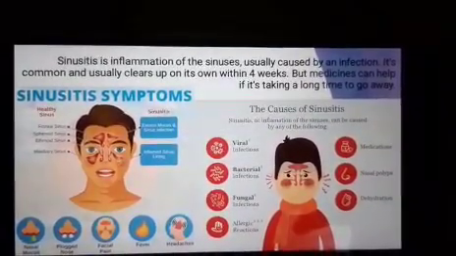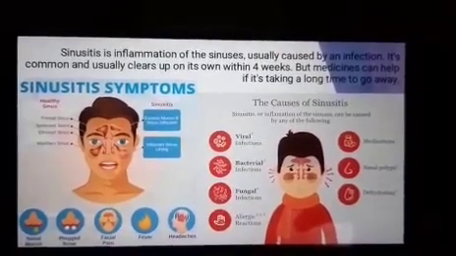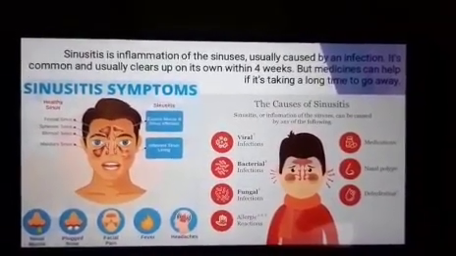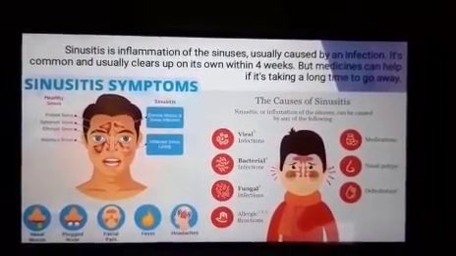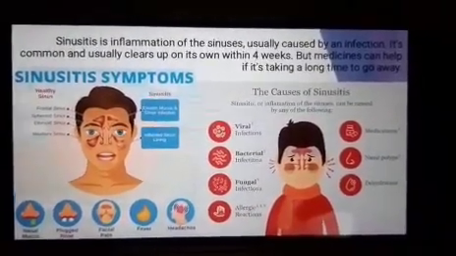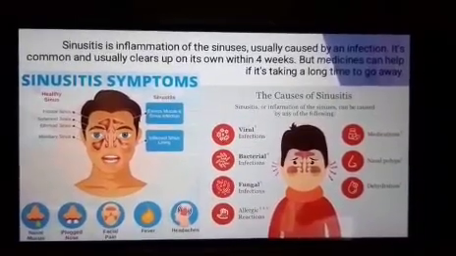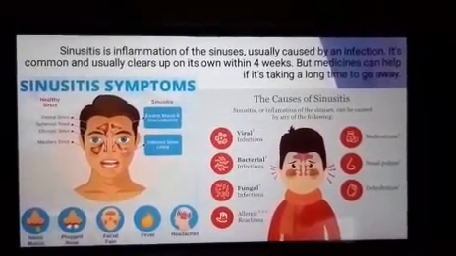The causes here are viral infection, bacterial infection, fungal infection, any allergic reaction, side effect of some medication, nasal polyps or dehydration. And if we talk about the symptoms, we have nasal mucus, plugged nose, facial pain, fever, and headache, which is a common symptom of any infection.